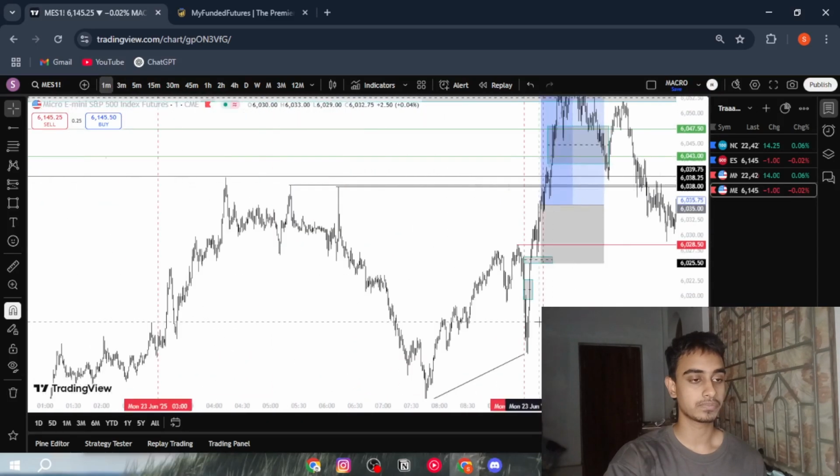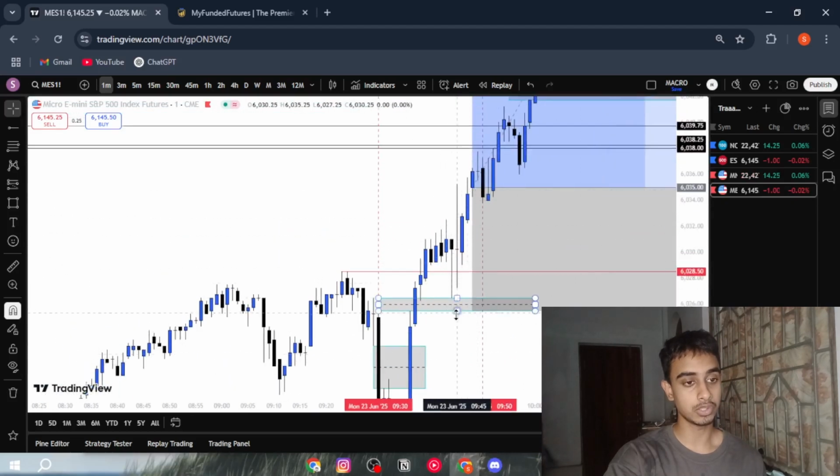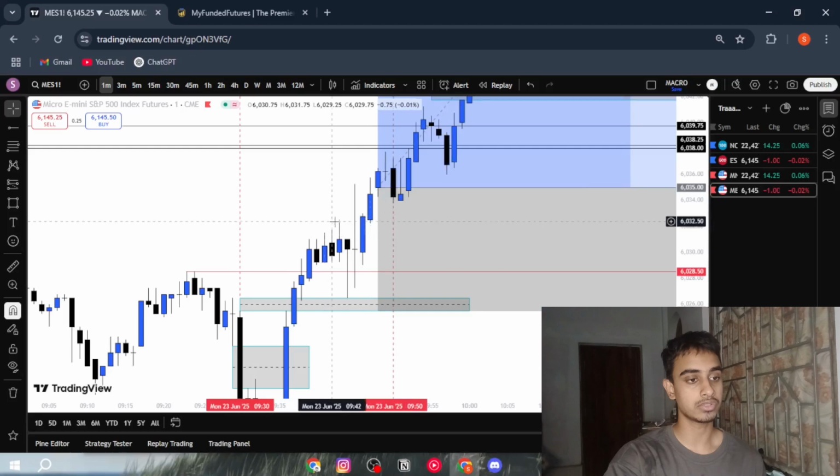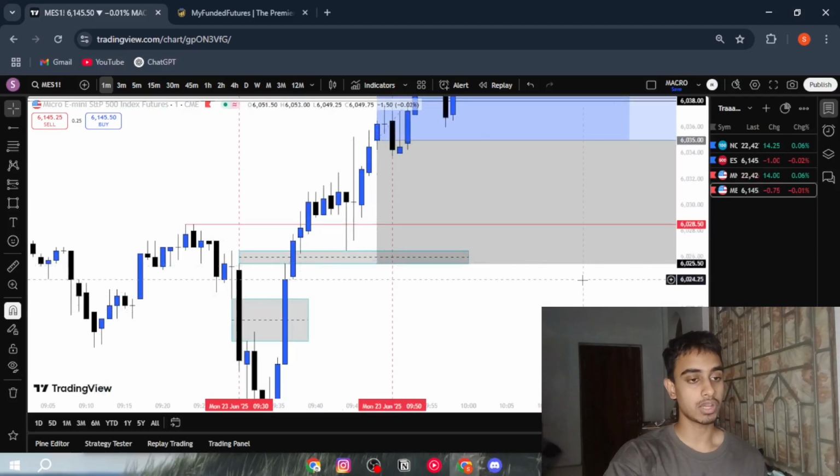and wait for a breakup structure. And we also had news. So I waited for the news and then I entered somewhere around here. We broke structure right here. My stop was below this 5 minute fair value gap.